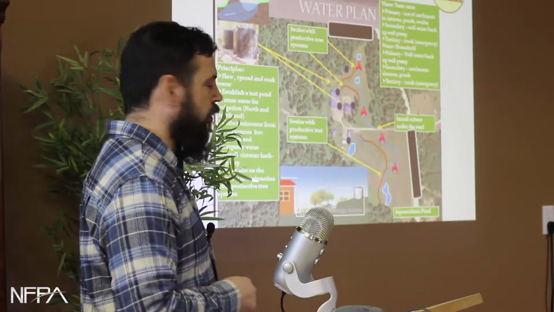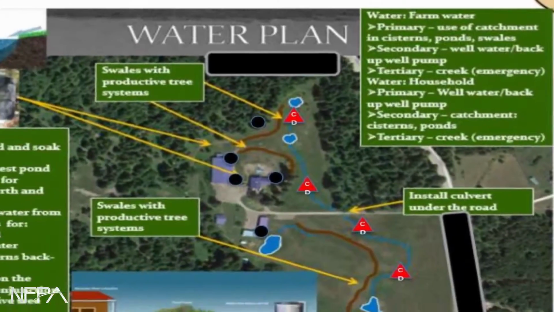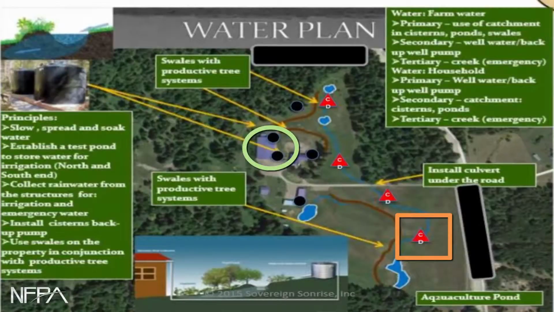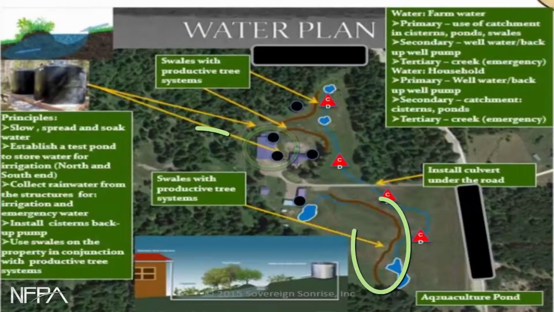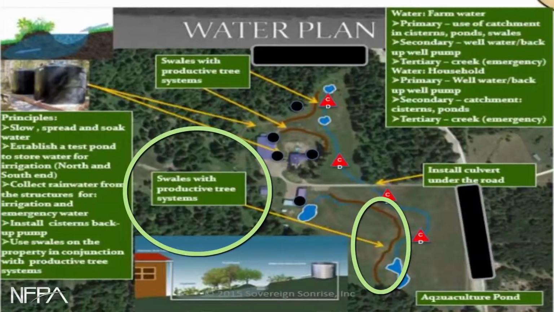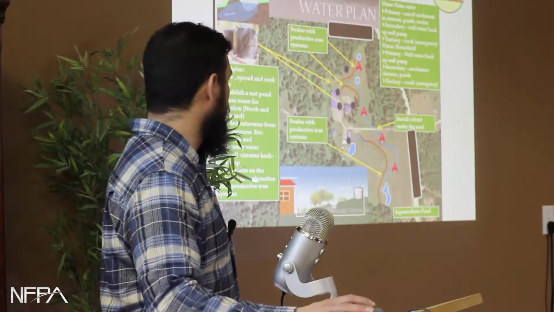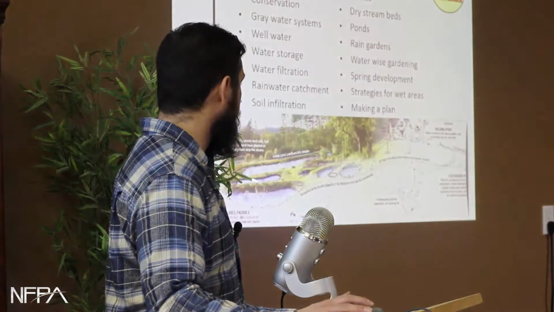And so we went through the whole business. They didn't have any ponds at all. They had some seasonal flow. They had no check dams, and they had no rainwater catchment at all. So we put in all those things, or we're in the process of putting in all those things. Swales with productive tree systems, and gravity-fed water. So lots of ways that we can improve our water situation.